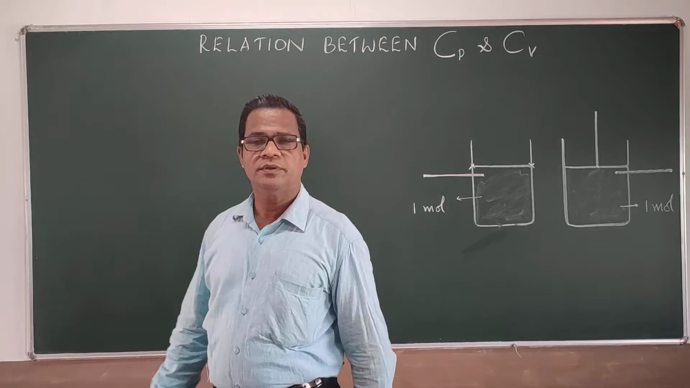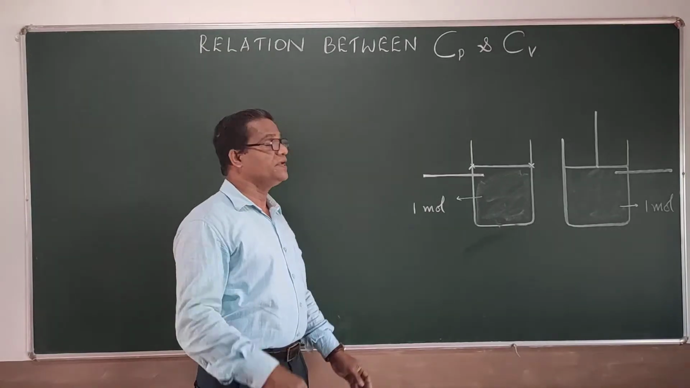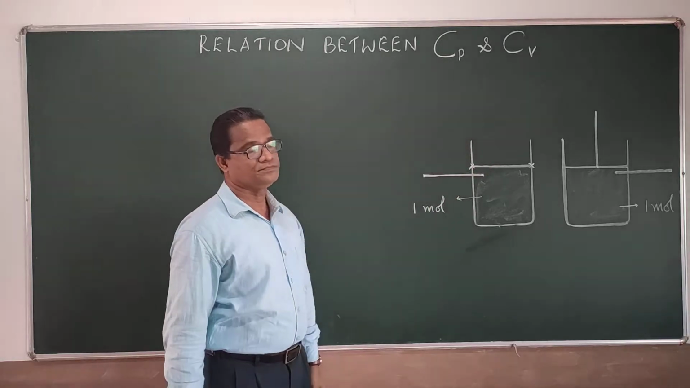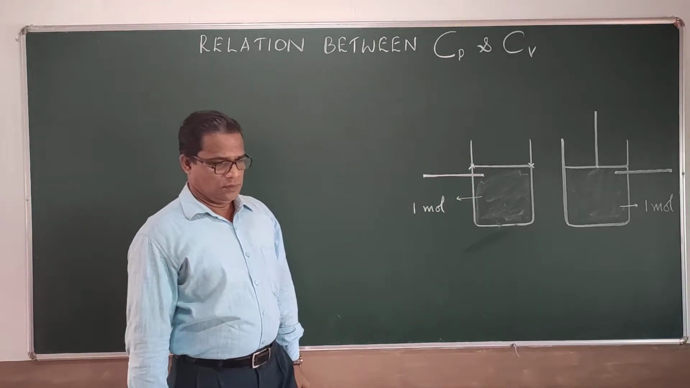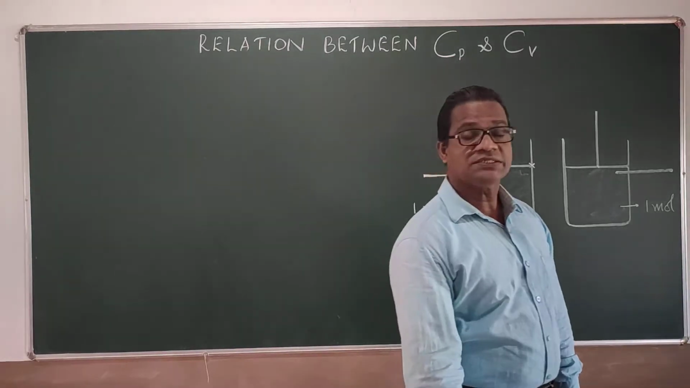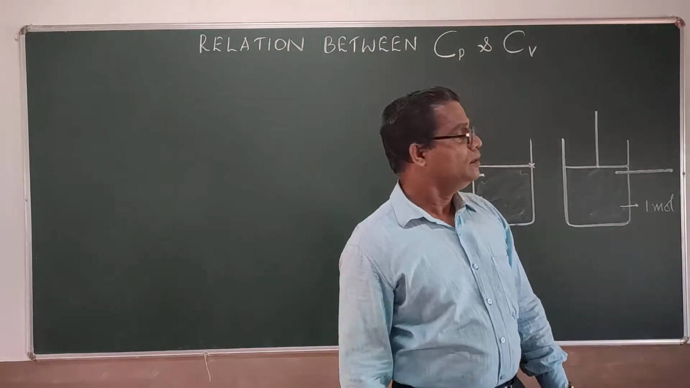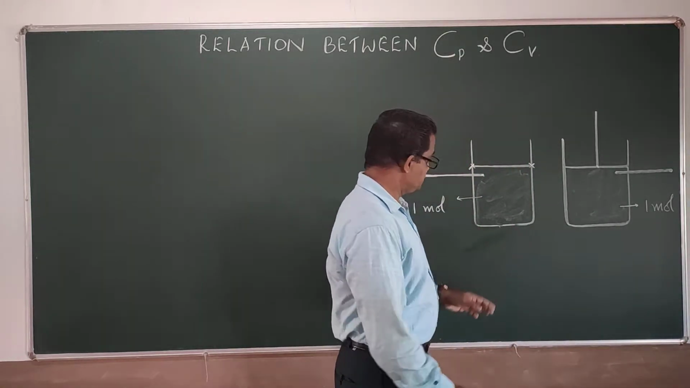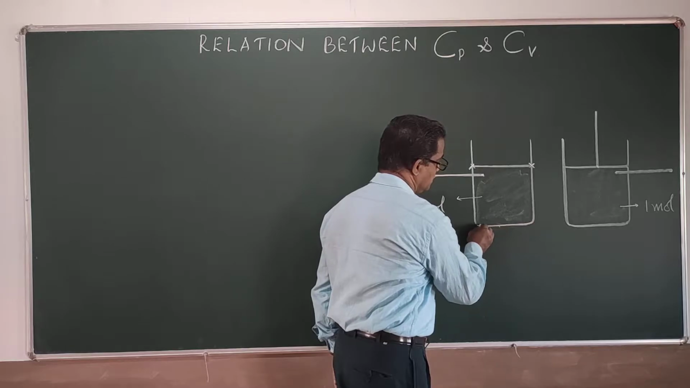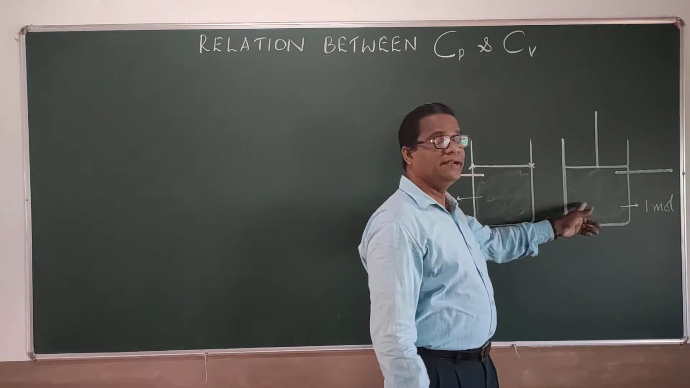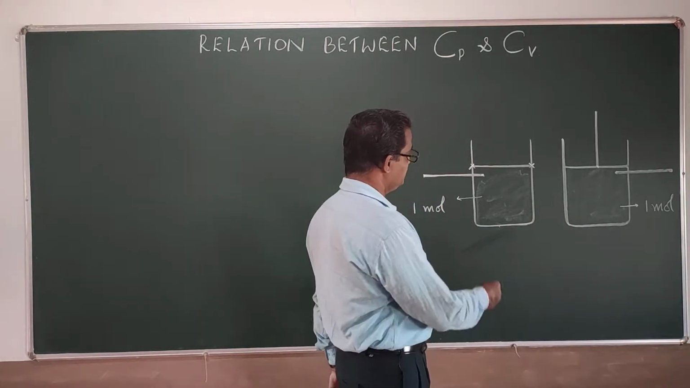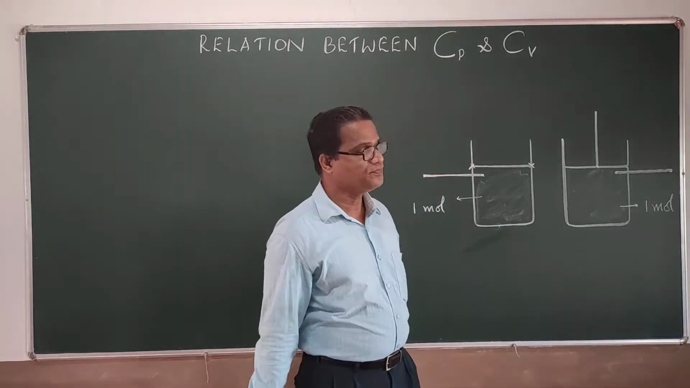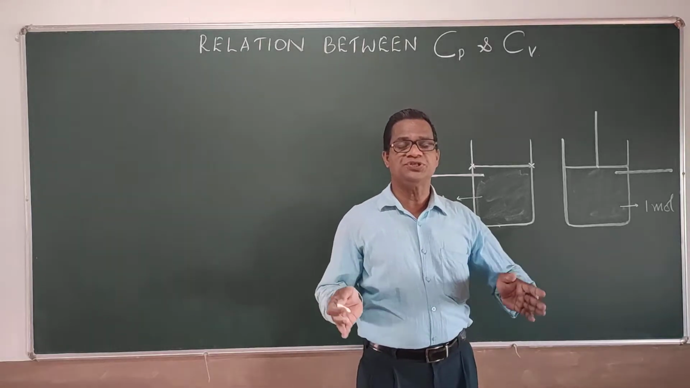Relation between two specific heats, that is Cp and Cv. Now to understand that, we have taken a practical situation here: two identical cylinders having 1 mole of gas in each, same gas under the same initial condition.